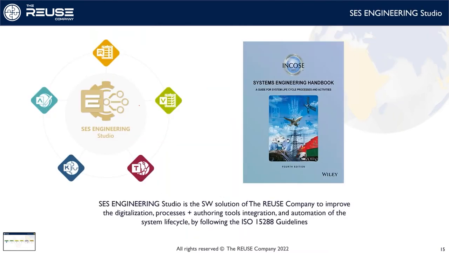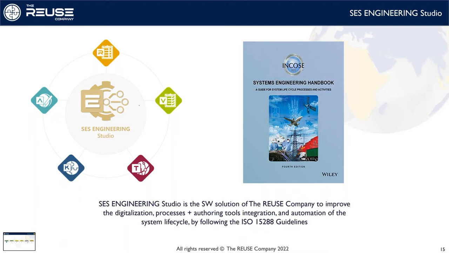Well, the name that we can coin would be the SES Engineering Studio. It is the software solution of the company to improve the digitalization processes, authoring tools and integration, and automation of the system lifecycle by, importantly, following the ISO 15288 and its guidelines. These guidelines are very important for us.